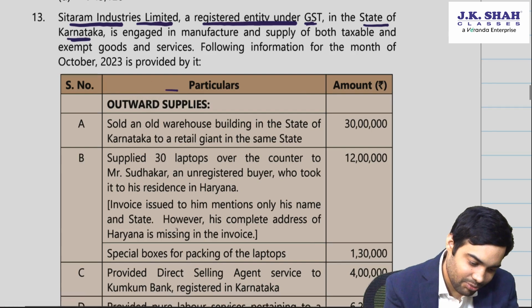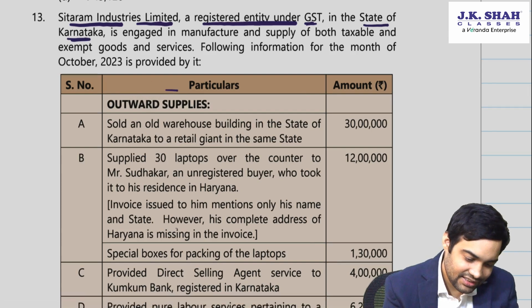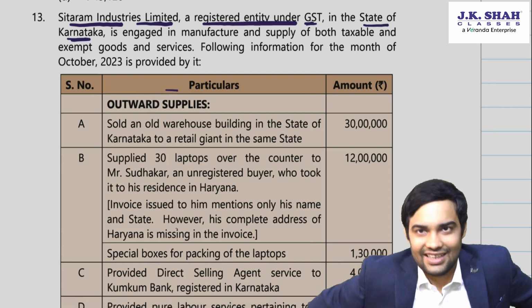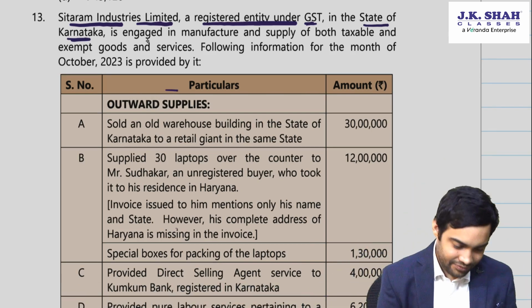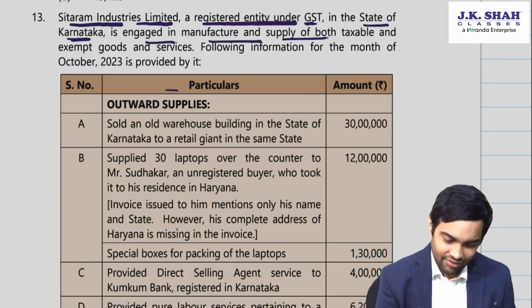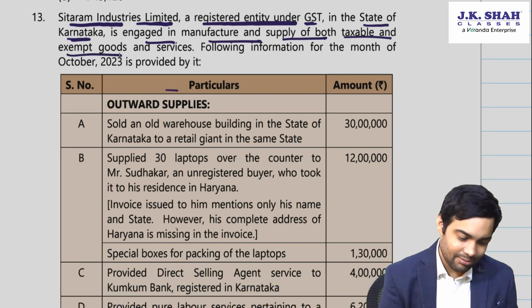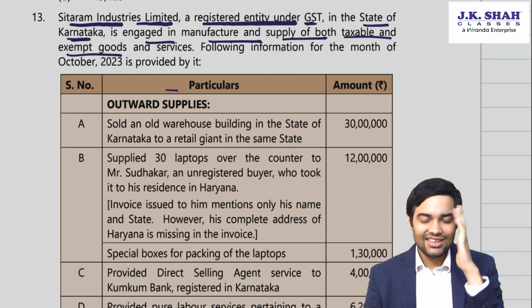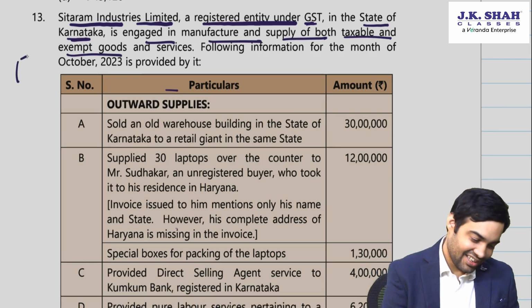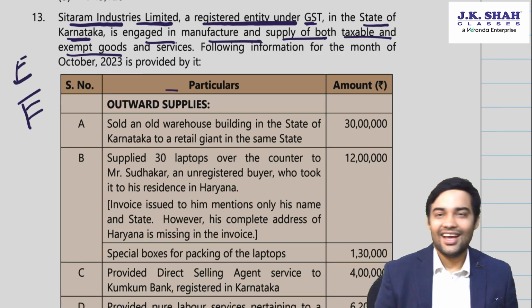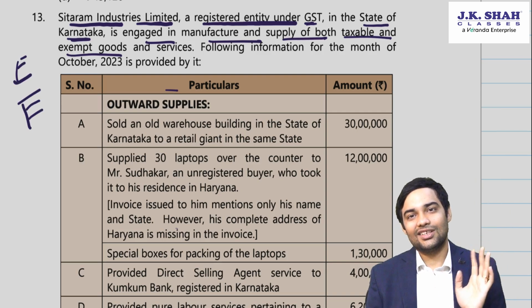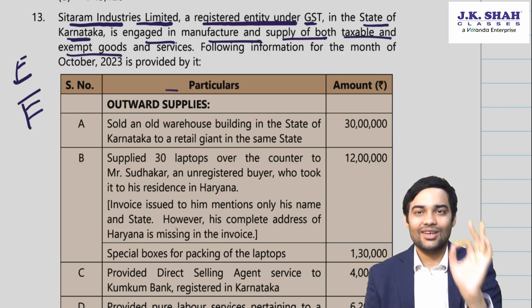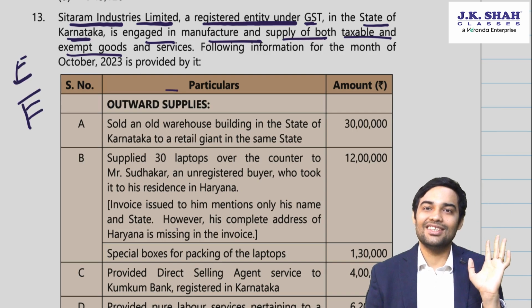So state is important because we'll get to know C, S or I. That becomes really important. Is engaged in manufacture and supply of both taxable and exempt goods. The moment you see taxable and exempt goods, one thing should strike you: E and F, exempt turnover divided by total turnover. Common credit will be there. Common credit has to be multiplied with E and F.